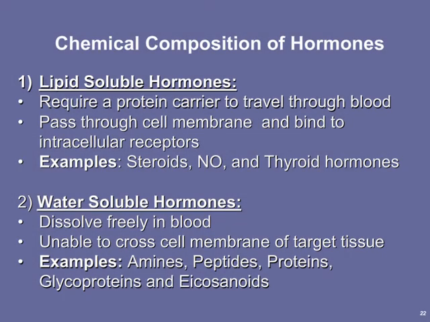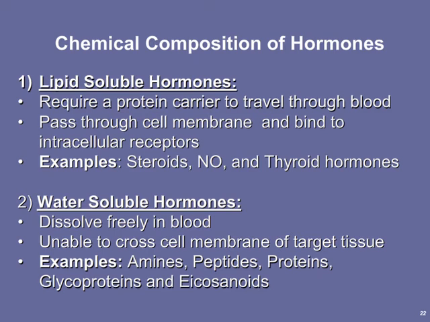There are two different chemical classifications for hormones. The first classification is lipid-soluble hormones. These hormones are either composed of a lipid, for example cholesterol, or soluble in lipids. Because they are composed of lipids, many require a protein carrier in order to travel throughout the bloodstream.